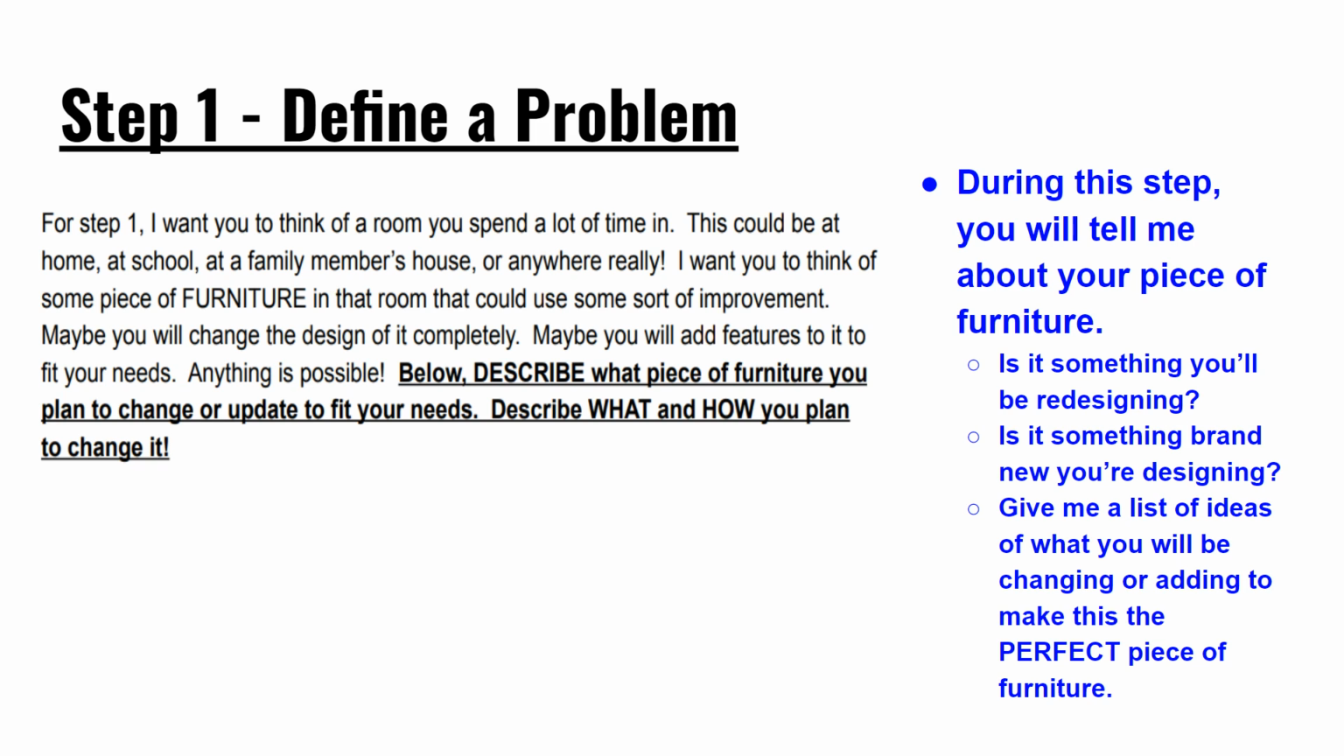You can either take your current piece and add items and features to it, or we can get rid of it completely and design something that is brand new to meet all of the needs that you want out of that. So first off, you have to tell me in step one, what are you going to be doing? What is the piece of furniture? Then you have to tell me, are you redesigning it or making something completely brand new? And then I want you to give me just a really basic list of what it is you're going to be doing. Are you adding stuff, changing things? What is going to make this the perfect piece of furniture for you, not for someone else? This is for you.